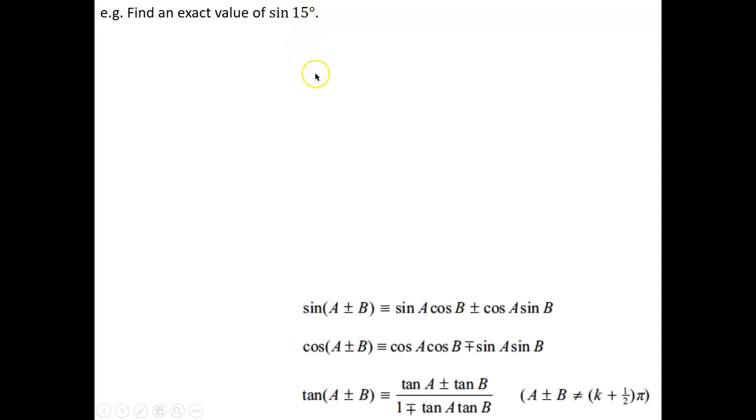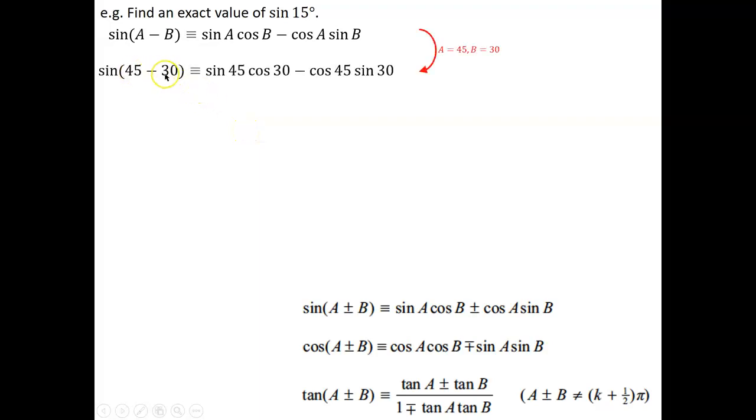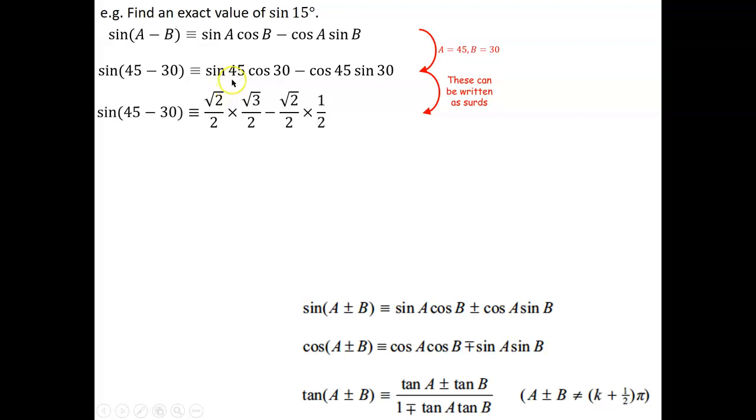Well, yes, we can. So we're going to be looking at sine, and we're going to have a look at the subtraction one. Why are we looking at the subtraction one? Because 45 minus 30 gives us 15. So I can just substitute 45 and 30 in for A and B. Now I know what each of those are, so I can write those out individually. Sine 45 is root 2 on 2. Cos 30, root 3 on 2, and so on. Then I can simplify these, multiply them together, and then I have the same denominator, so I can write that as a single fraction.